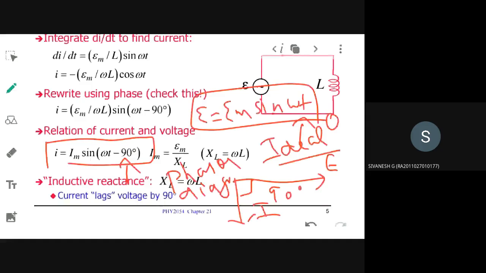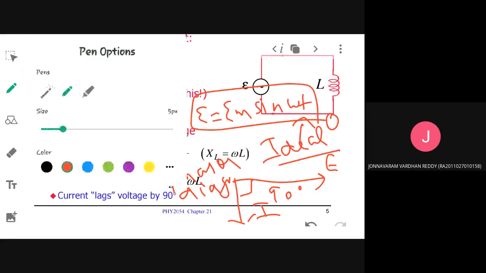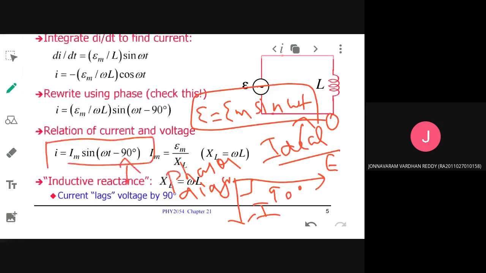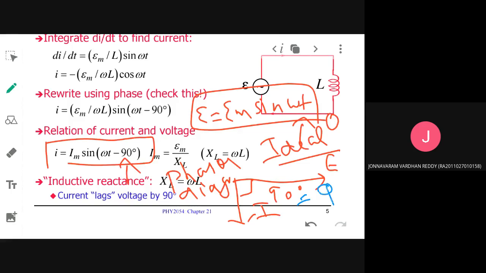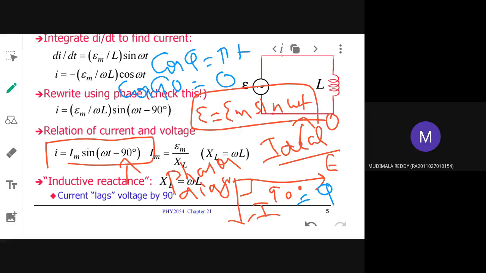If you are asked what is the power factor for a purely inductive circuit, what is cos 90? What is the angular difference between E and I? This is phi. Cosine of phi is my power factor. So cos of 90 degrees is 0. So you should say 0 power factor, lag.